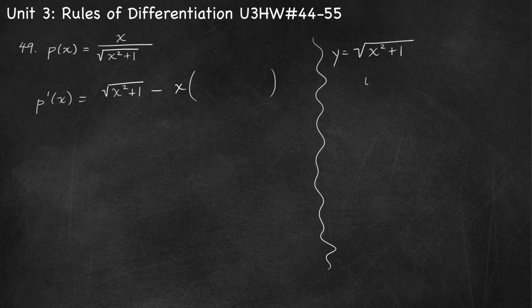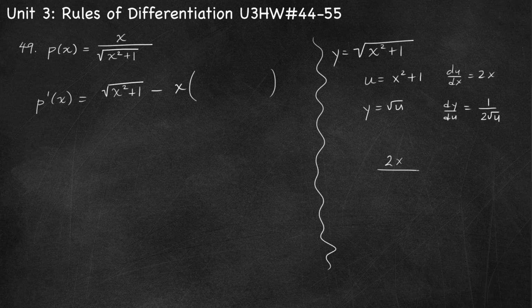Okay, so my inside function, u equals x squared plus 1. My outside function, y equals square root of u. The derivative of my inside function, du dx, equals 2x. The derivative of my outside function, dy du, equals 1 over 2 root u. We multiply du dx times dy du to get dy dx, which is the derivative we're looking for.